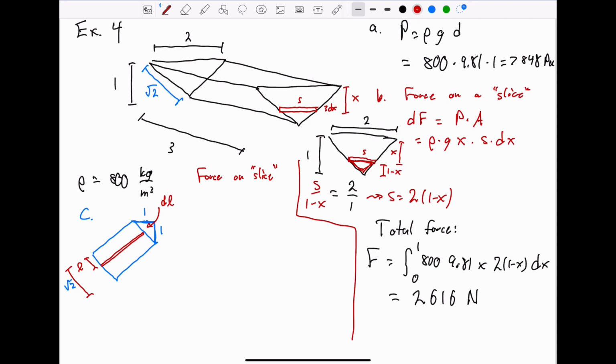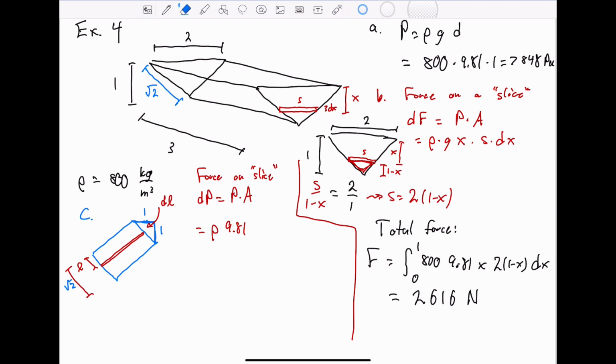Once again, we use the expression force equals pressure times area. The pressure is density times gravity times the depth. Now we need to be careful here. The depth is not L. L is measured along the slant. So the depth here needs to be completely vertical.